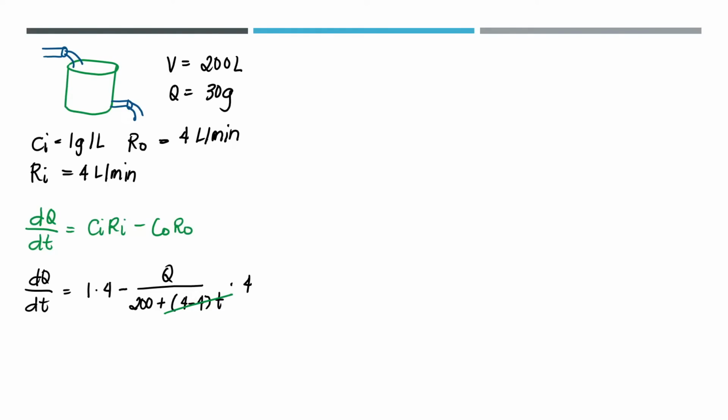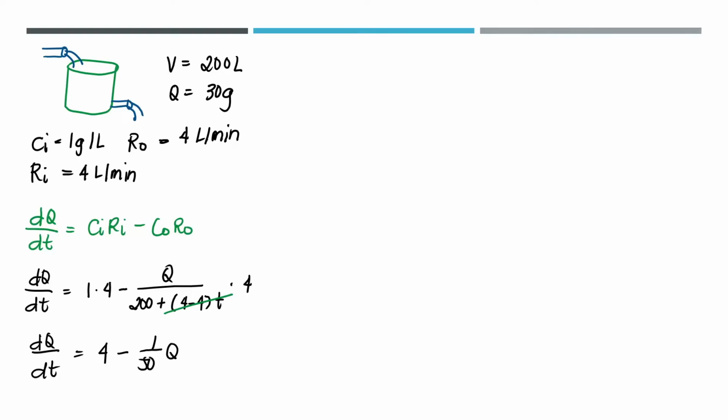Therefore, our differential equation dQ over dt is equivalent to 4 minus 4 over 200, that is 1 over 100? Let me check. 4 divided by 200 is equivalent to 1 over 50, sorry. So we have 4 minus 1 over 50 Q.